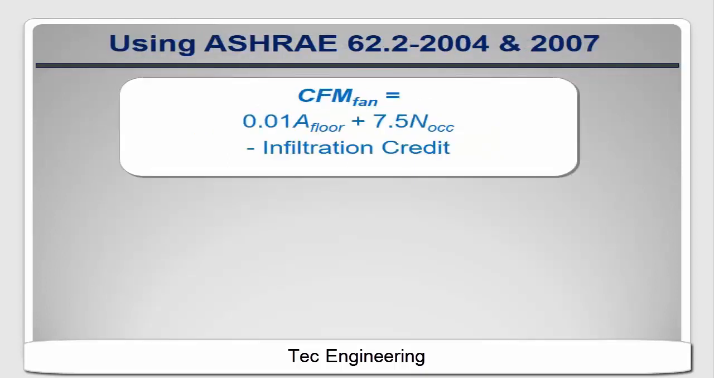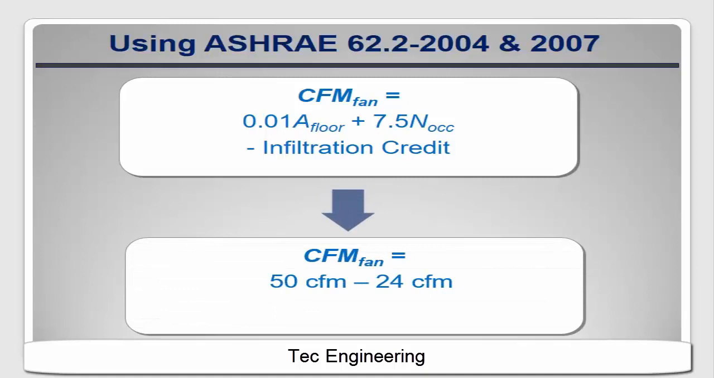We can now plug that back into the original equation. The required fan size is the total desired ventilation rate from the base equation minus the infiltration credit. We calculated a desired ventilation rate of 50 CFM, and our infiltration credit is 24 CFM. The difference is 26 CFM. So these earlier versions also required a fan, but with a size of 26 CFM versus 29 CFM for the 2013 version. The final result is not too different, but the calculations sure are.